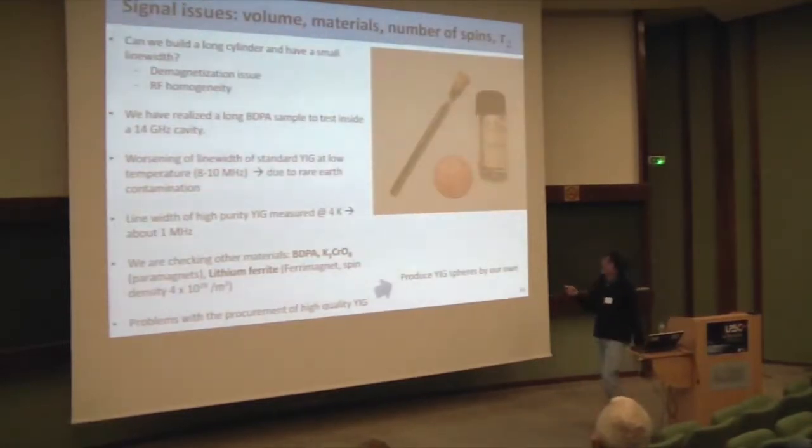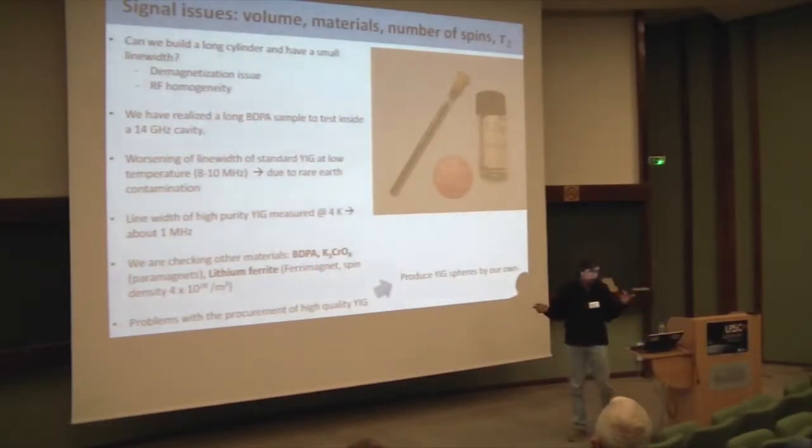So now we are trying to check other materials because we still need a larger volume and actually a sharper line width. And we actually have problems with the procurement of YIG, and we might start to produce YIG spheres on our own.